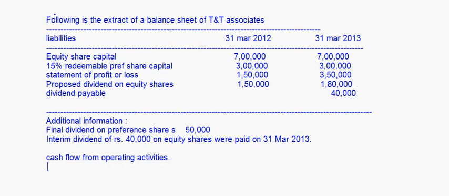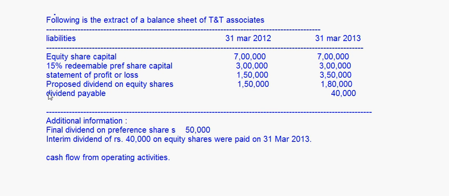Okay. Now let's do this. First of all you will take the difference of profit and loss account, right? Now if we look at this, this is statement of profit or loss, 1,50,000, 3,50,000, right? So that comes to 2 lakhs. So here I'll put the amount as 2 lakh. Fine.